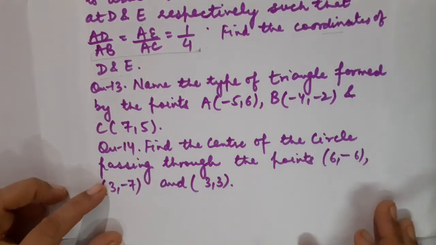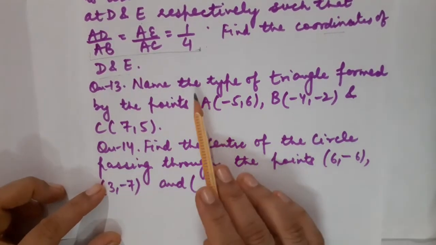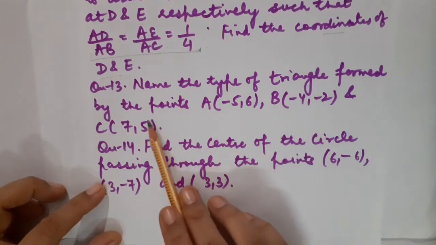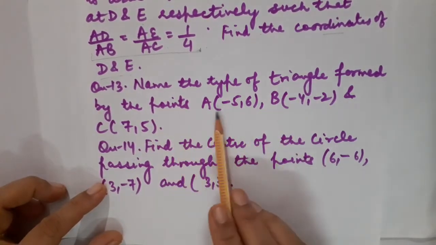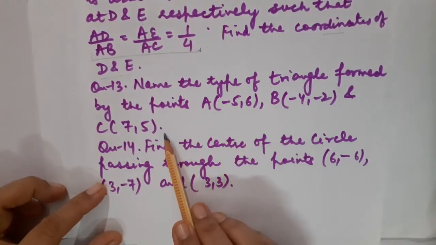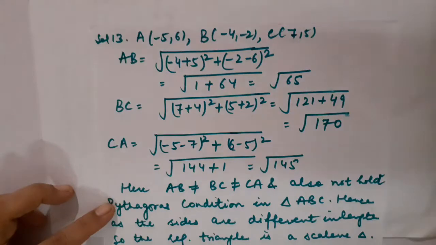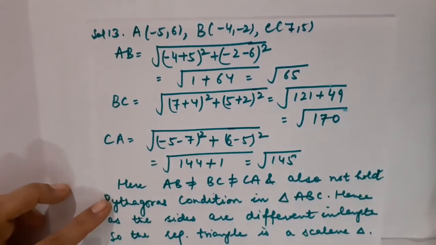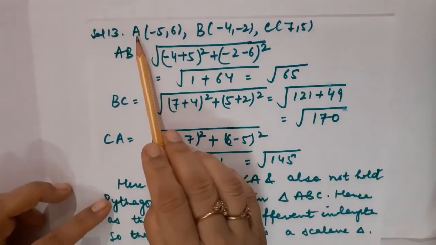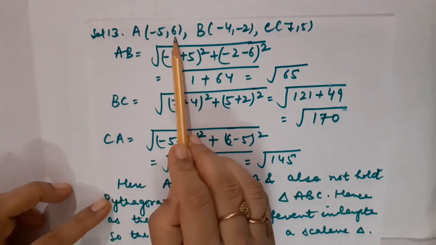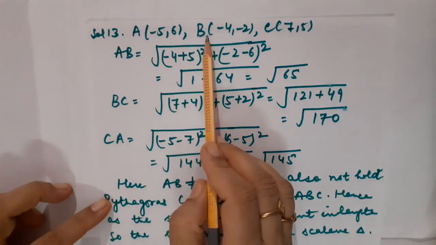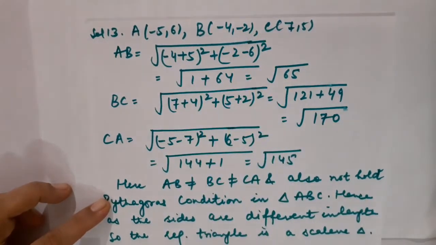Now children, let us switch to question number 13. Name the type of the triangle formed by the given points. You can see that there are 3 vertices of a triangle, and you will have 3 vertices given along with their coordinates. So here is solution number 13. Coordinates of point A are (minus 5, 6), B are (minus 4, minus 2), and C are (7, 5).